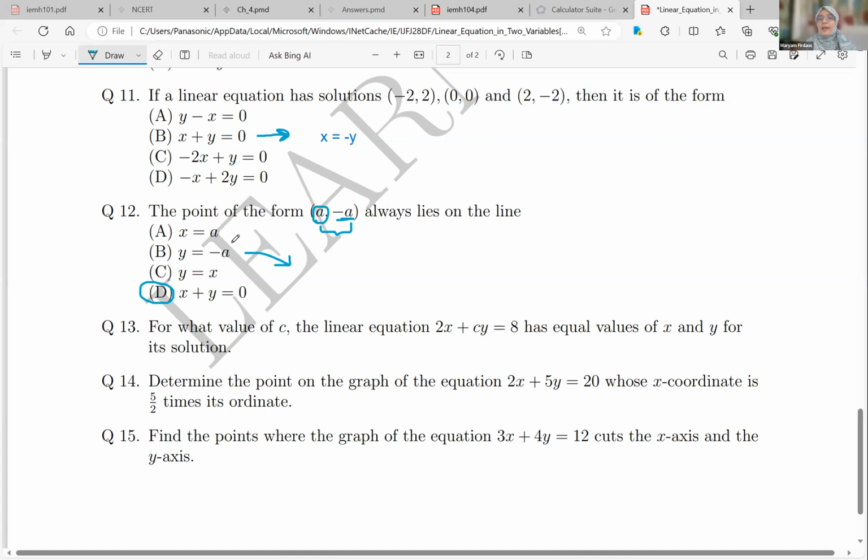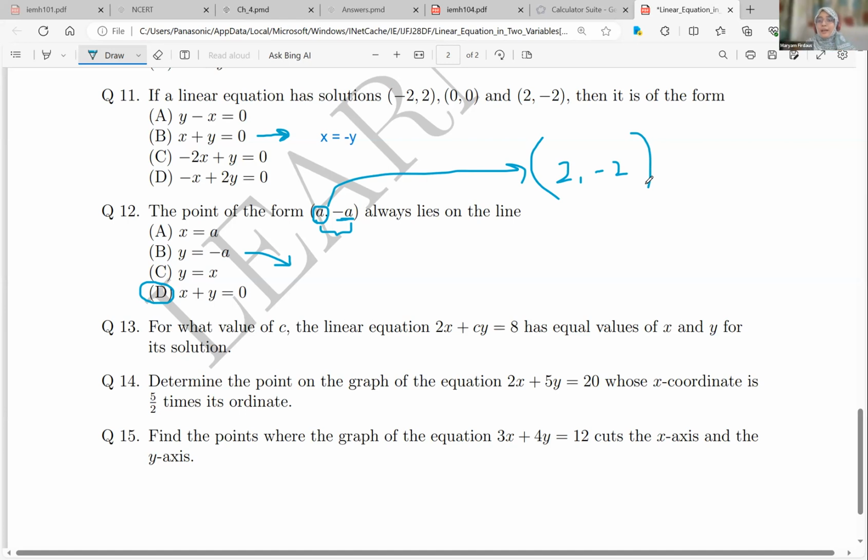See, Y is equal to minus A means that there is no restriction on X. X can be anything. But they are asking this point. It might lie on Y is equal to minus A, but they're saying any such point, let's say 2 comma minus 2, 10 comma minus 10. All of these points, when you collect them, 1 comma minus 1, 2 comma minus 2, 3 comma minus 3.